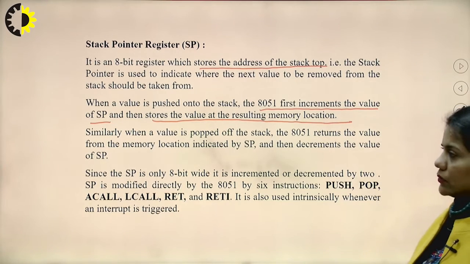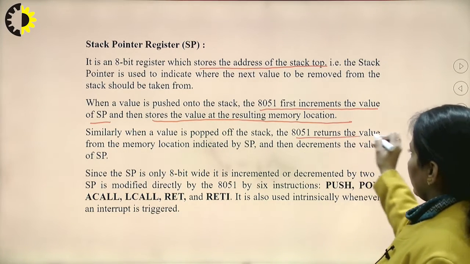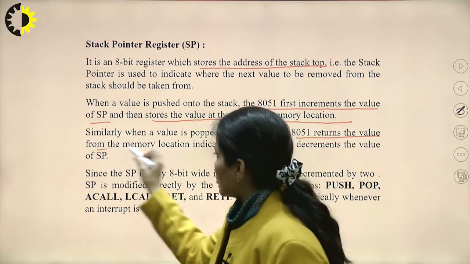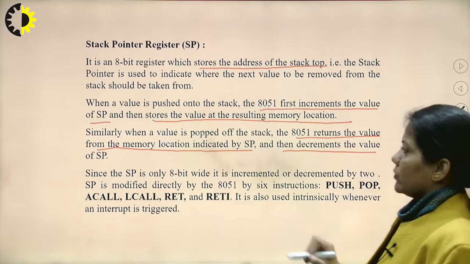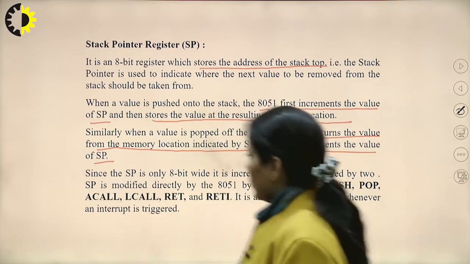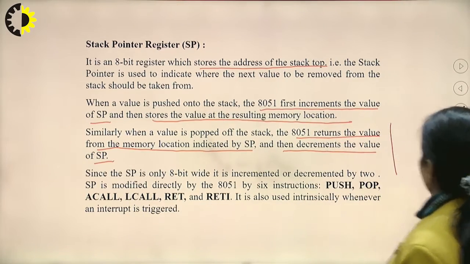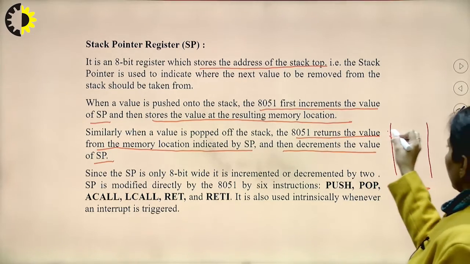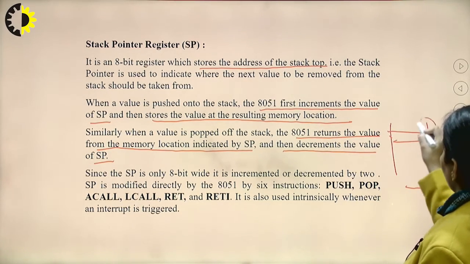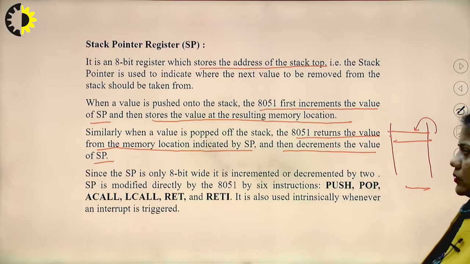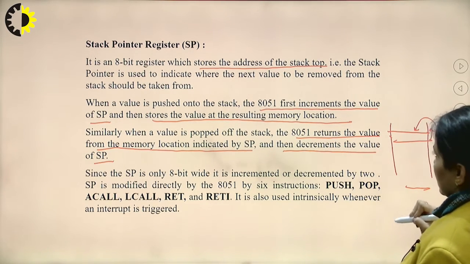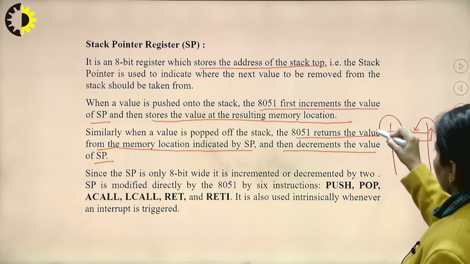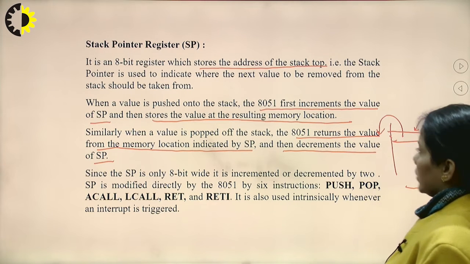Similarly, when the value is popped off, 8051 returns the value from the memory location indicated by stack pointer and then decrements the value of the stack pointer. So, we can conclude that in the stack, as you go up, that is, some data is stored in the stack, then the stack pointer value increases, and when we pop out, the stack pointer value decreases.